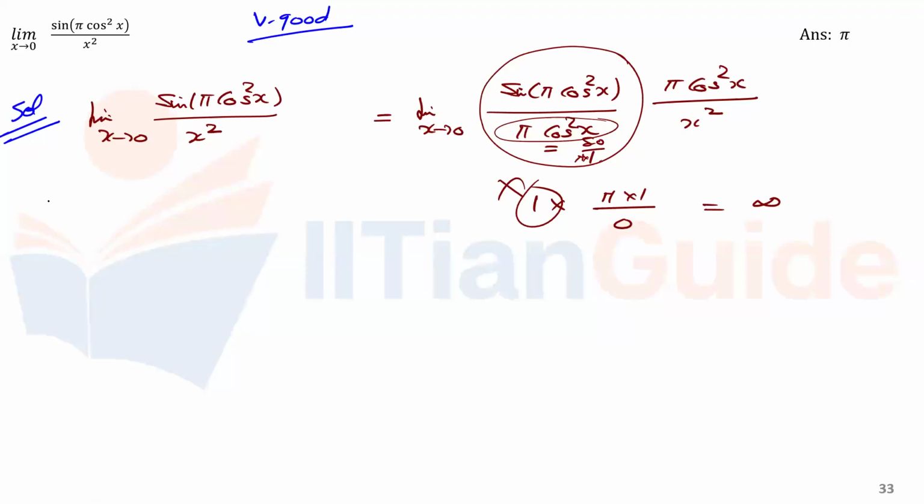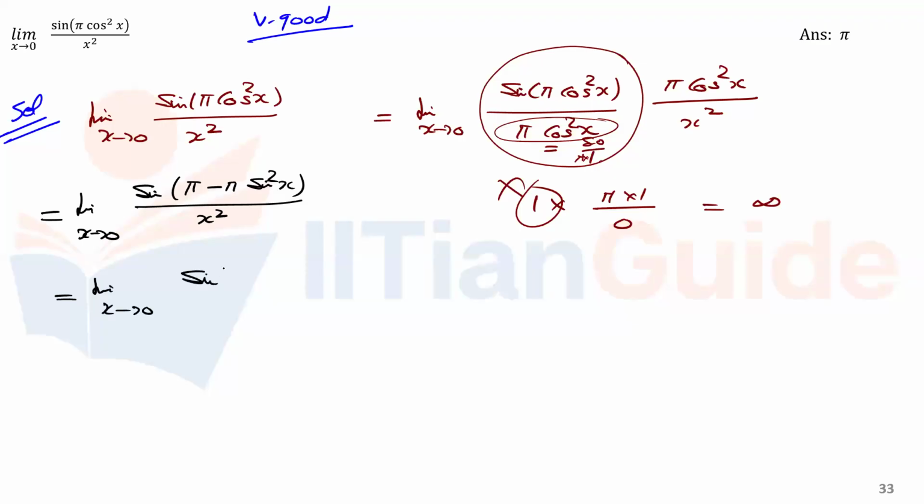Anyway, you told it correctly, I am completing it again. I can write the limit x tending to 0 of sin of pi cos square x as sin of pi minus pi sin square x divided by x square. In place of cos square x, I have written 1 minus sin square x. I opened the bracket. Sin of 180 minus theta is sin theta. Basically the question got changed. I have got sin of pi sin square x divided by x square.